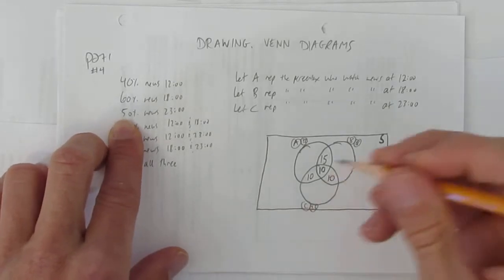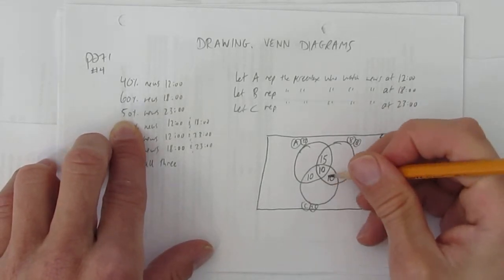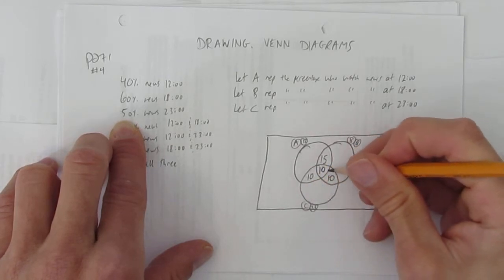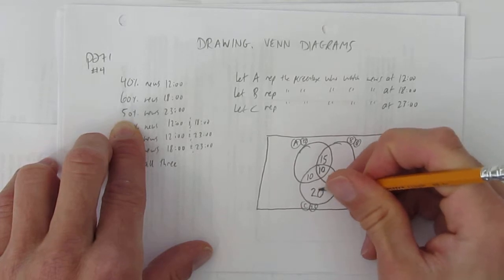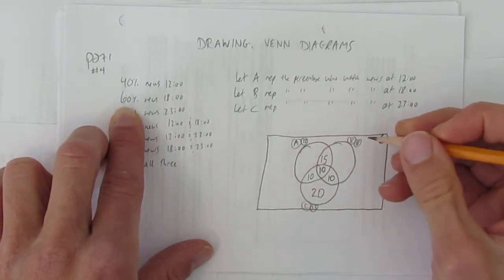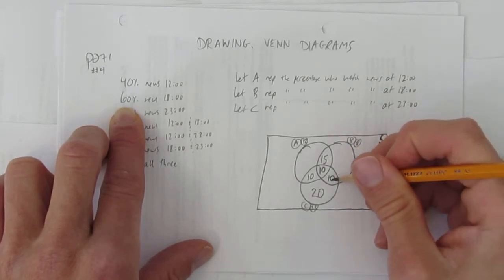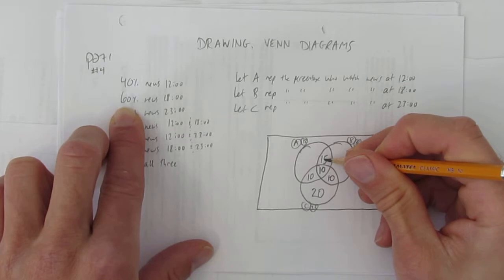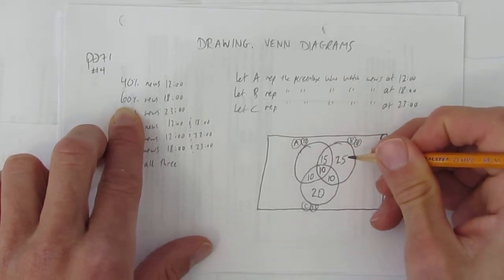Now go back to this one. 50% watch the news at 23 o'clock. So this whole bubble should be 50%. I already have 10, 10, and 10, that's 30. So 20% are just in this part here. 60% watch the news at 18 o'clock. So this whole thing should be 60. This is 10, 20, so that's a total of 35. What's left over from 60 is 25.